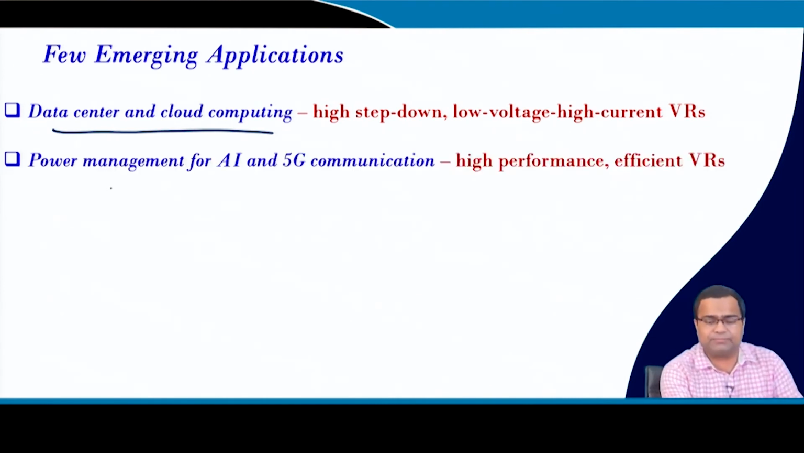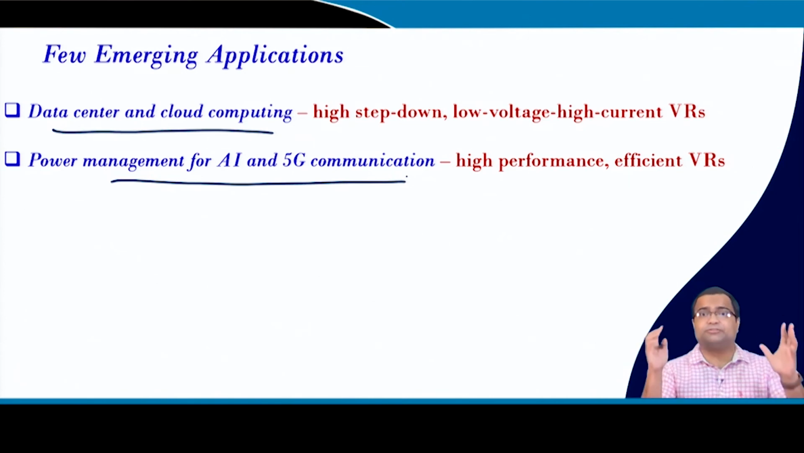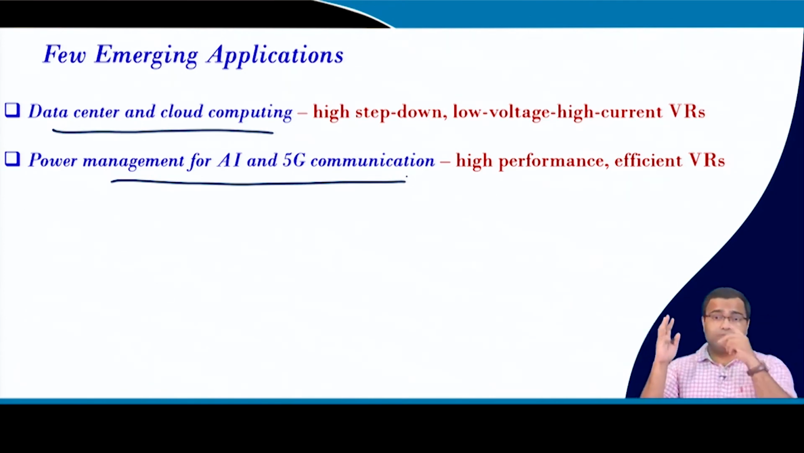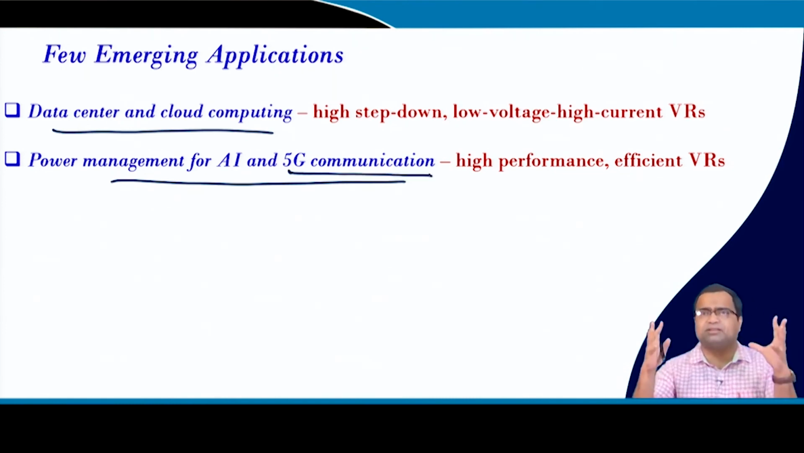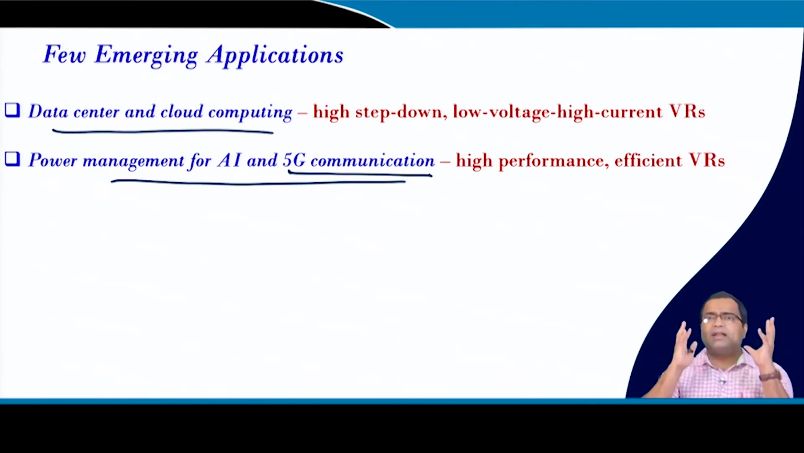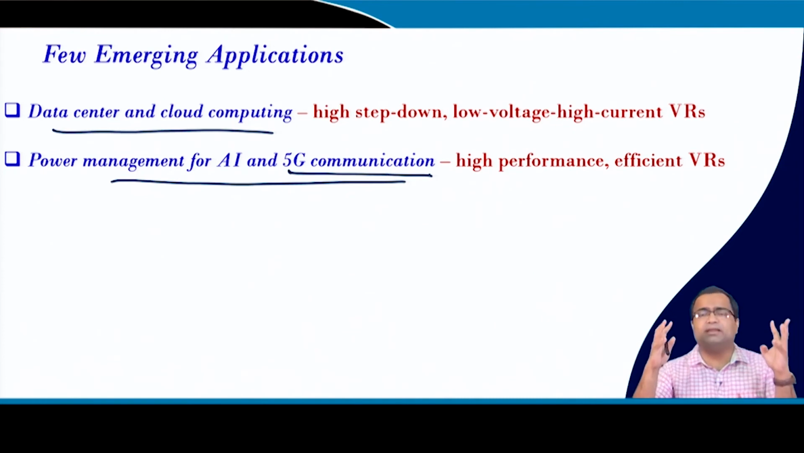Then the power management for AI and 5G communication, this is also very important, because we want 5G communication, the speed of communication should be extremely fast, but who is responsible for fast communication? So, who will provide power? It is a power converter, right. So, the power converter bandwidth has to be very fast, and there will be a lot of development in the area of dynamic voltage scaling as well as the envelope tracking power supply for this fast communication.